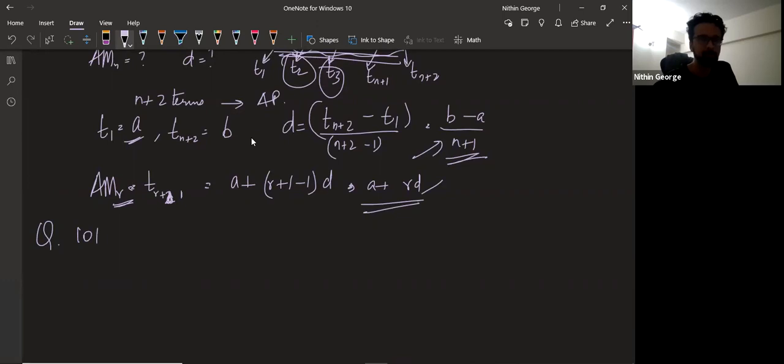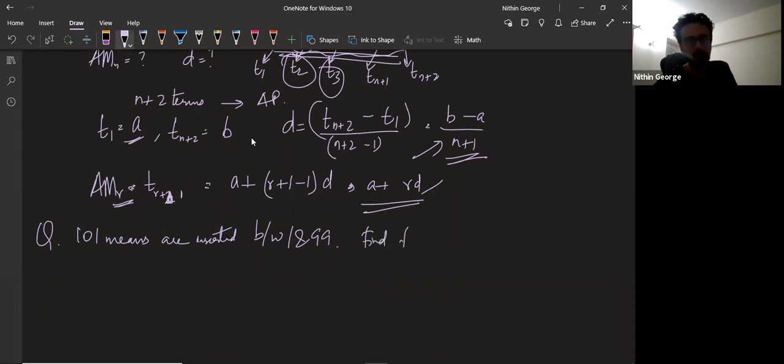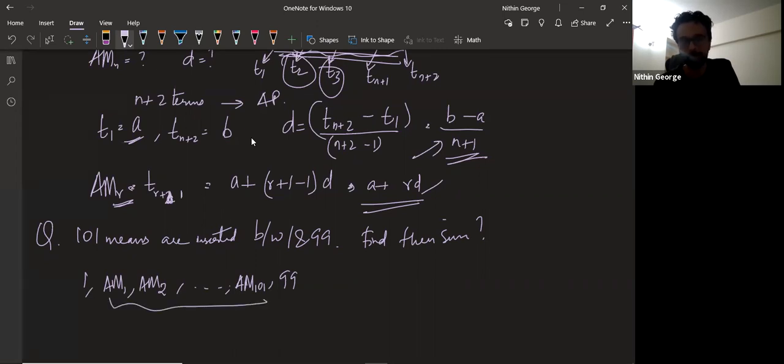Okay, 101 means are inserted between 1 and 99. Find their sum. So there's 1. There's 101 means in between. The 101 AMs are inserted between this thing. So all the way up till AM 101. And then the number 99. We have to find their sum. How do you find the sum? Remember, they are in AP, right?